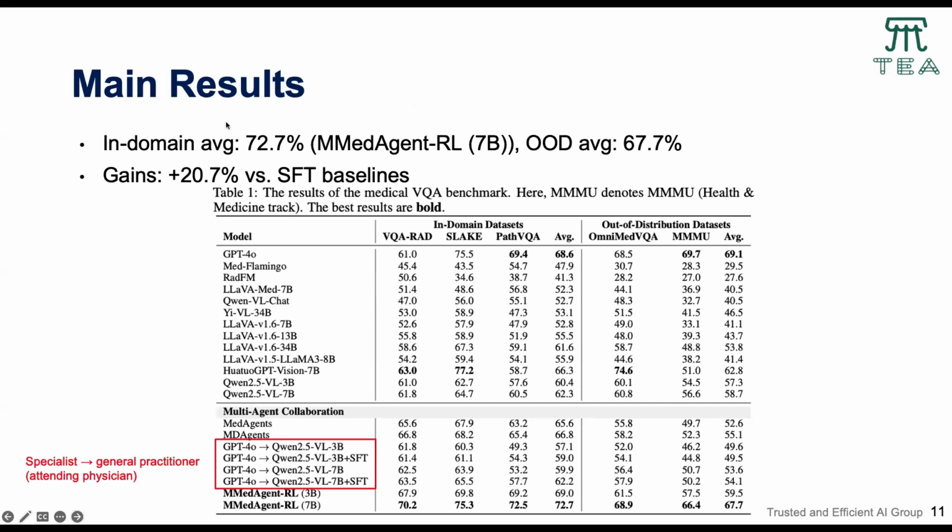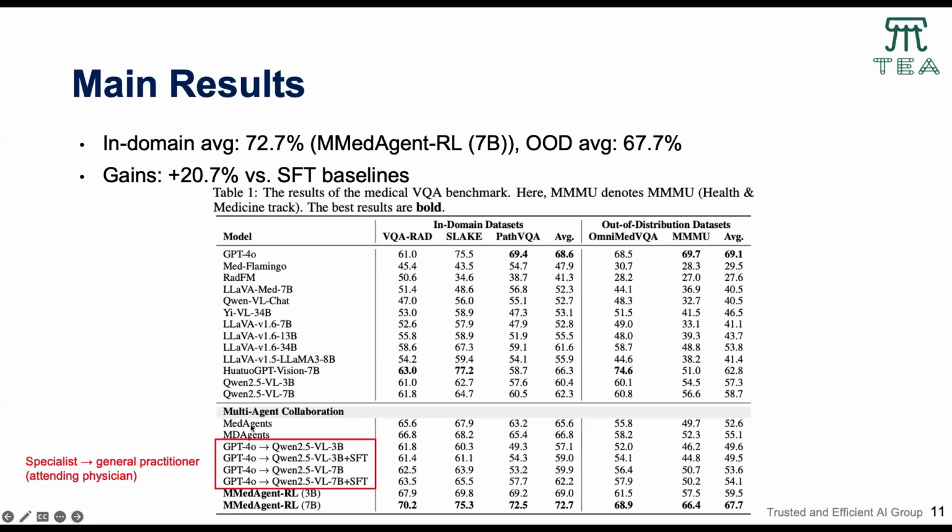Here, let's look at their main result first. On the in-domain dataset, the average this method achieved is 32.7%, and on the out-of-distribution dataset, they achieve 67.7%. And they gain around 20% versus those supervised fine-tuning baselines. So in this table, the first section is all single model performance. We can see that GPT-4o reaches the highest on both the in-domain dataset and the out-of-domain dataset.